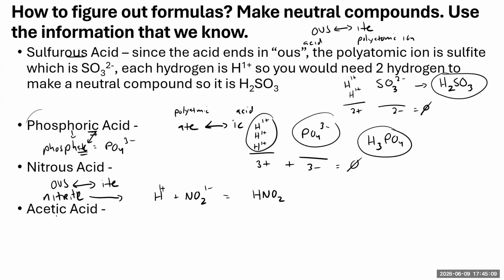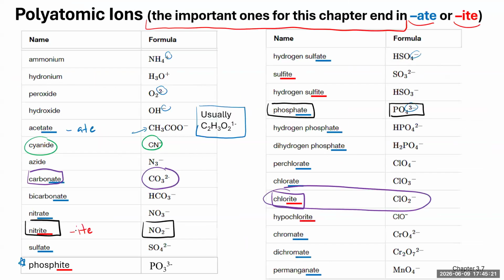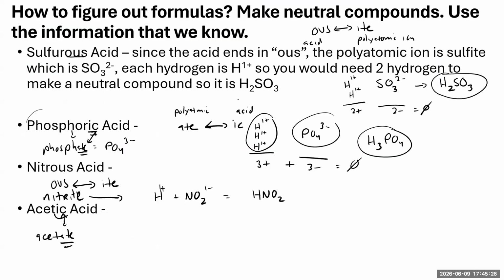All right, acetic, right? Ic is ate, so acetate, because we know it ends in ic. So let's look for acetate. This one, that little new one I put, C2H3O2 1 minus. We know we need to have a hydrogen because there's a 1 plus, so that's going to be HC2H3O2.